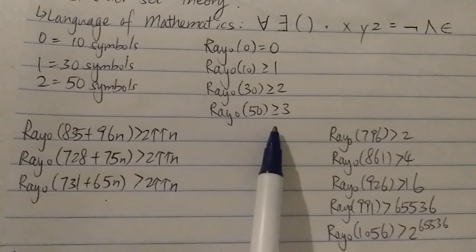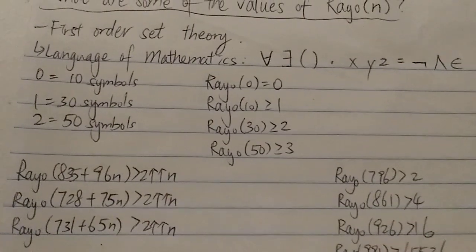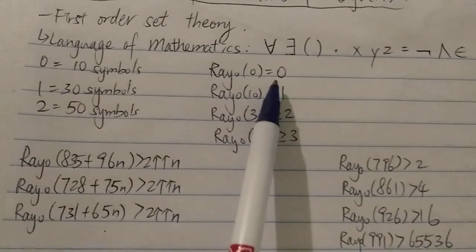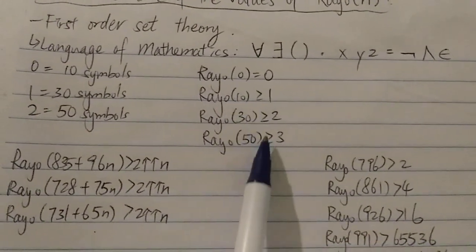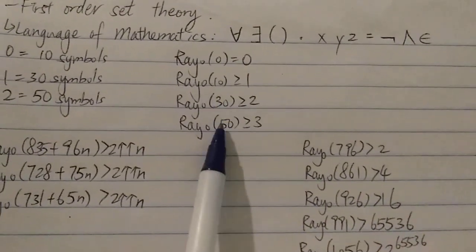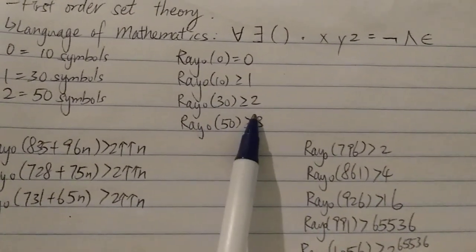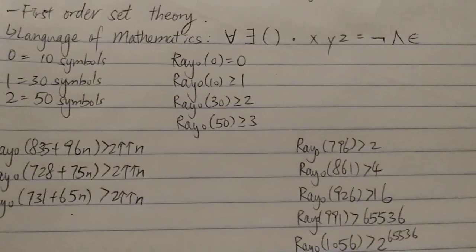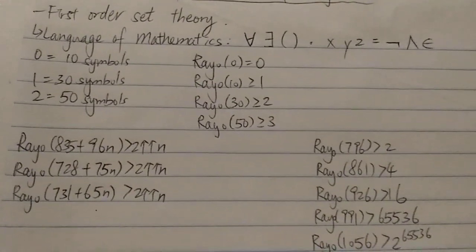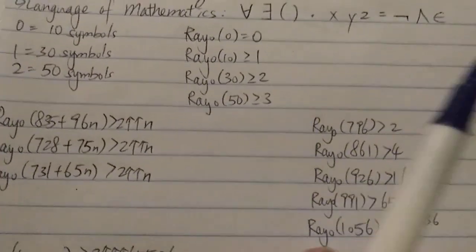As you can clearly see here, I think this is quite mind-blowing or surprising to most people, because for small inputs of n, let's say 10, 30, 50, you're only getting very small numbers. Even Rayo 50 only gives you something like 3, and Rayo 30 is just 2, compared to other fast growing functions that we normally know of, or the famous busy beaver. They grow very quickly, but Rayo's number seems to go very slowly.